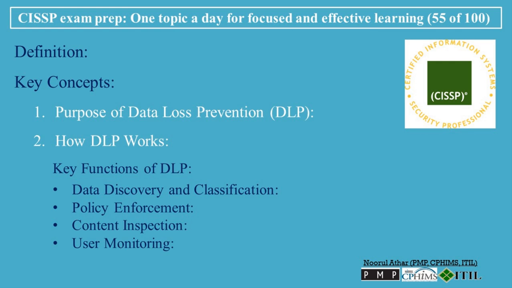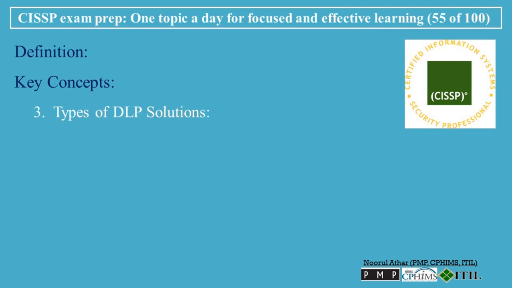exfiltrate sensitive data. Example: a company implements a DLP policy that prevents employees from sending emails containing credit card numbers outside the organization. If an employee tries to send an email with a credit card number, the DLP system detects the sensitive data and blocks the email from being sent.